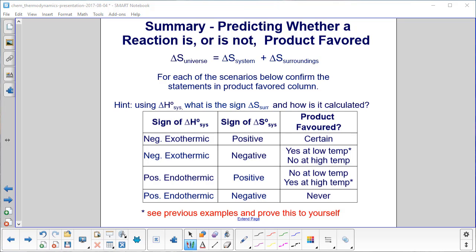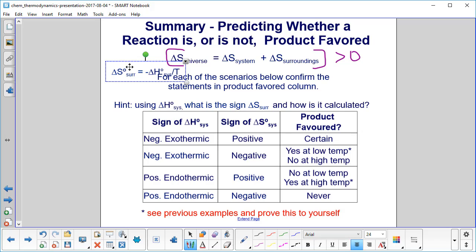Let's wrap this up with a handy table to help predict whether a reaction is or is not product favored. Well, here we go. For product favored, we need delta S of the universe to be greater than 0. It has to be positive. And they give us a hint: using delta H naught system, what is the sign of delta S surroundings and how is it calculated?